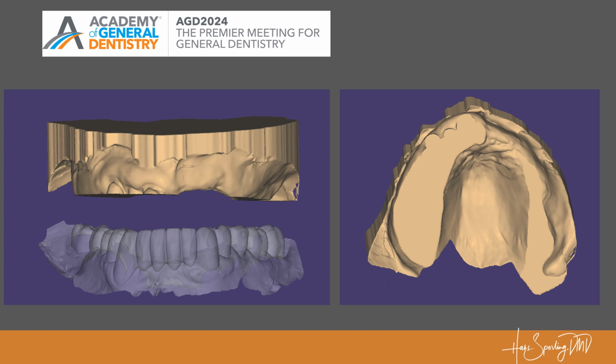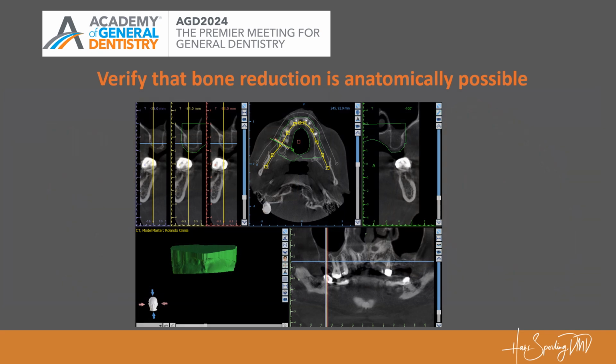But we're also going to take this bone reduction model and import it into our Blue Sky Bio software, and it's going to have the same coordinates as our original model that we have correlated, because it's important to know if the plane cut that we're proposing on the model is feasible in the mouth.